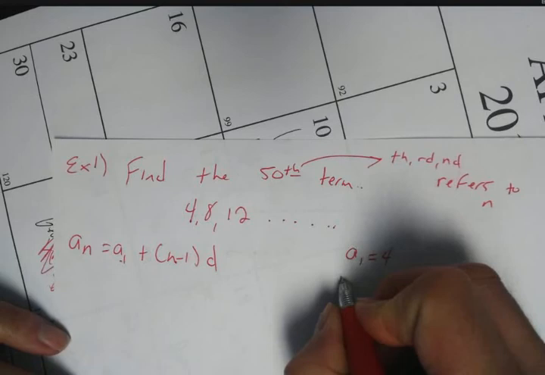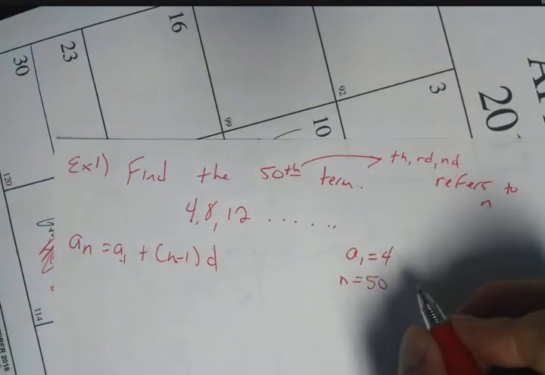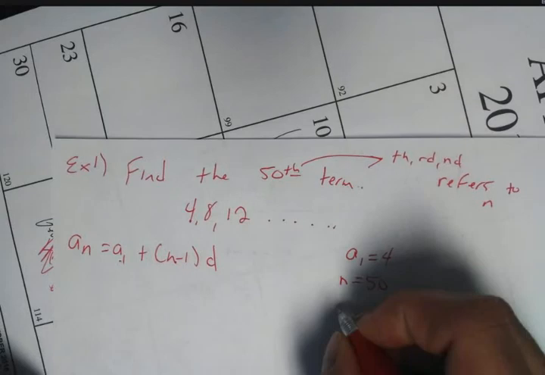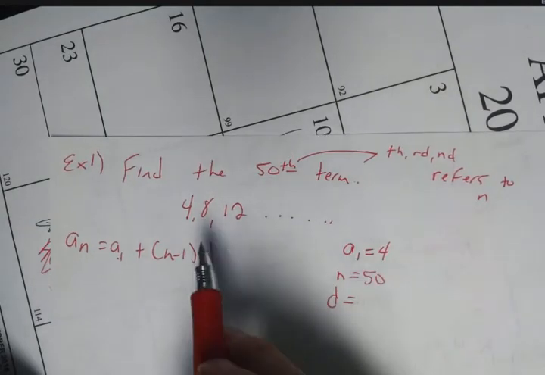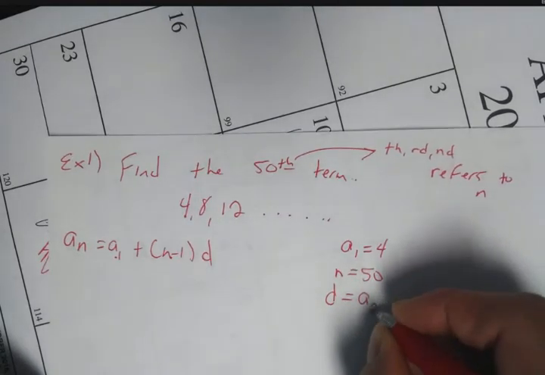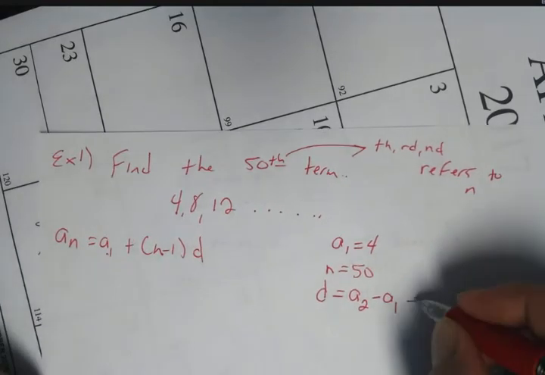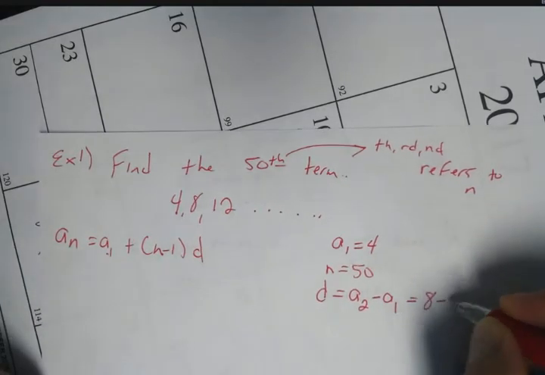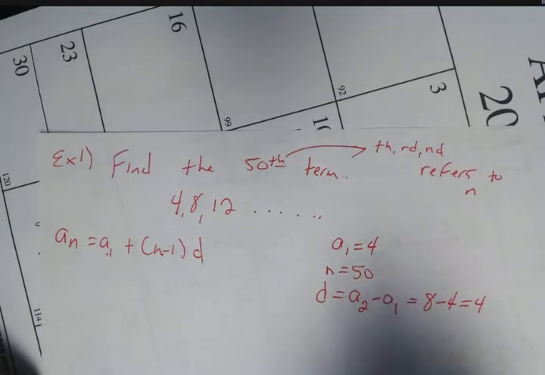We know n is 50, which is given to us from the question, and then we know d, which is the difference. Now keep in mind, if you can't see the difference, which not everybody can, use the little bitty formula a2 minus a1 to find that. So in this case, that would be 8 minus 4, which is 4.